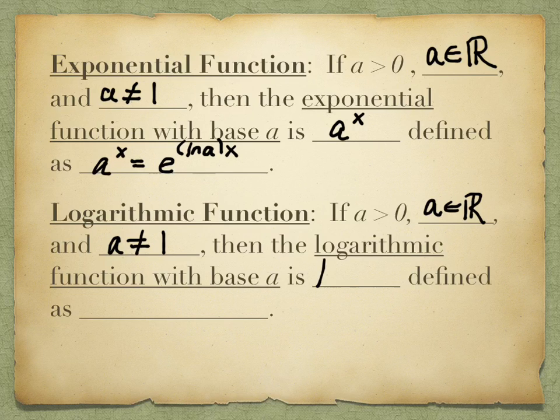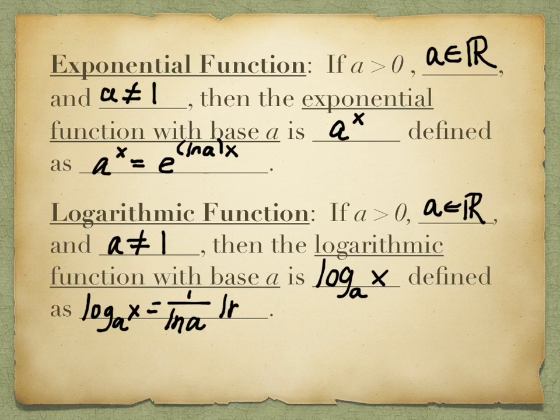So the logarithmic function with base a is log base a of x, like so. And log base a of x is defined as 1 over the natural log of a times the natural log of x. Or you could write this, of course, as natural log of x divided by the natural log of a. And if you did that, it would look like something called the change of base formula that you learned in a calculus or college algebra kind of course. Change of base formula.